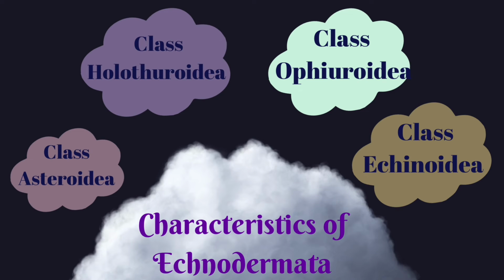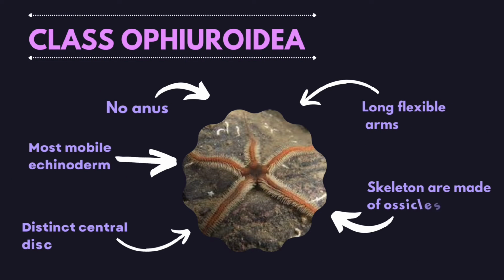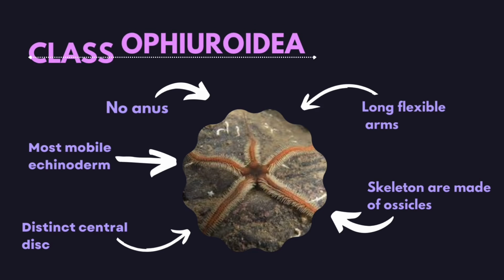We are going to talk about class Ophiuroidea. It is commonly known as brittle stars. Brittle stars have a distinct central disc that's smaller than a starfish's and long flexible arms. Brittle stars have no anus. The skeleton is also made of ossicles.